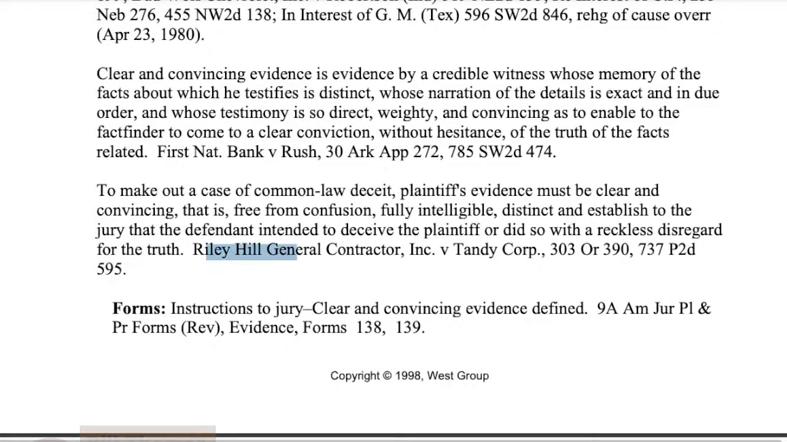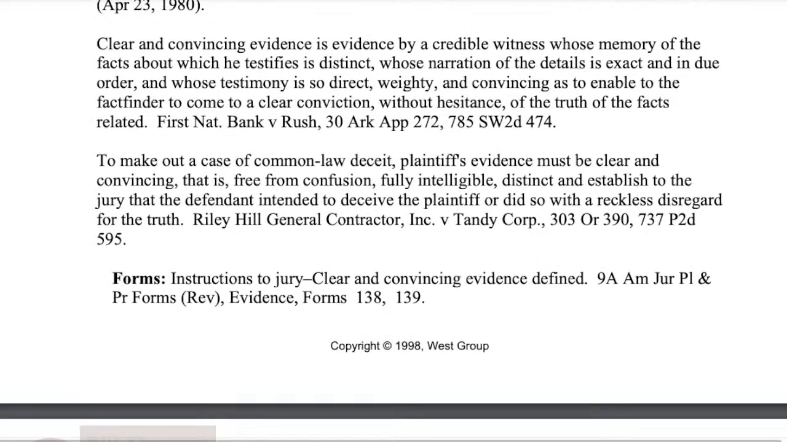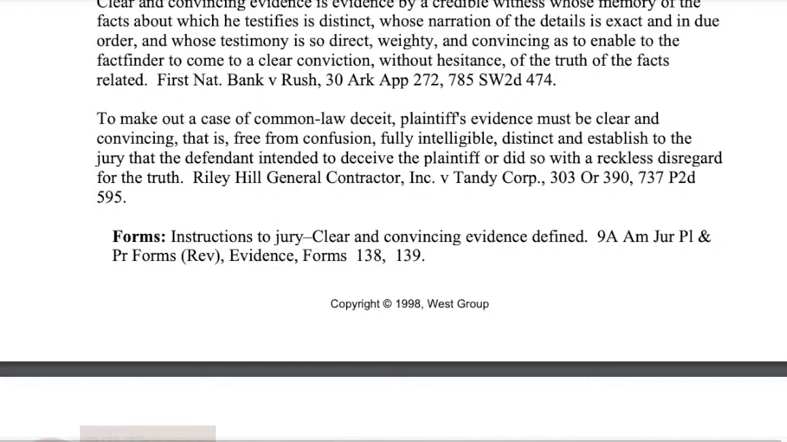That was from Riley Hill, General Contractor Incorporated versus Tandy Corporation. Wasn't that like Radio Shack? Is that Texas, Oregon? No. Okay. So, making out a case of common law deceit. Now, this is an interesting one here, and this would be an interesting case to check up on, which we might do in a future episode.